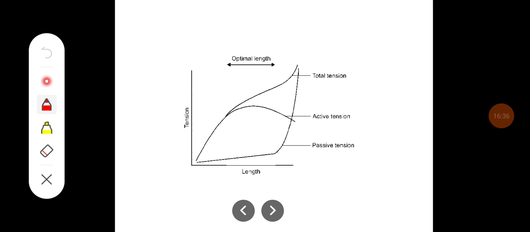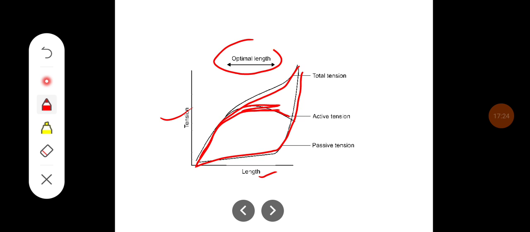So here is the diagram showing the tension and length relationship. The passive tension, which occurs because of the elastic fibers, is going to increase after a particular length. Whereas the active tension, which is produced because of the contraction of the muscle fibers, because of the myosin and actin, is going to plateau at one particular limit, that is the physiological limit. Then active tension produced will be reduced, and this is the summated tension, that is the total tension, the sum of active tension and passive tension. And this is the optimum length where the actin and myosin filament interaction occurs maximally.